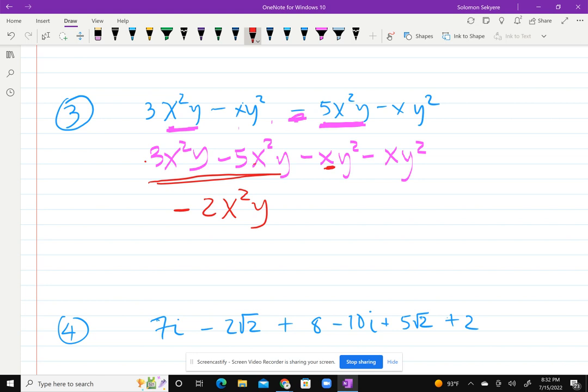So now we have negative xy squared minus negative xy squared. There is a 1 here, but we don't write it. It's only one of them, but we don't write it. So negative 1 minus 1 becomes negative 2xy squared. When I get to this point, that's it. These are not like terms, so I cannot combine them. See, the y over here is squared, here it's not.